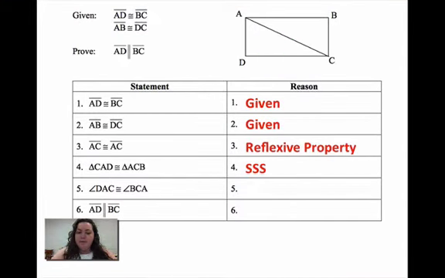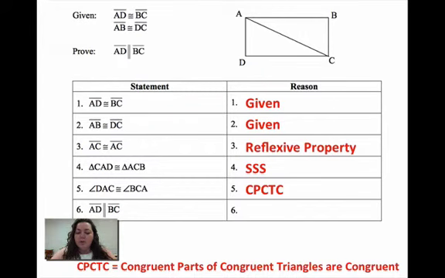So side, side, side. Now I can say that angle DAC is congruent to BAC. If the triangles are congruent, then their corresponding parts, or the congruent parts of congruent triangles, are congruent. So that's CPCTC: congruent parts of congruent triangles are congruent, or corresponding parts, the parts that match up. Okay, so angle A matches with angle C. So I could say that DAC is congruent to BCA. Remember, when we put three letters, we're really looking at that middle letter.